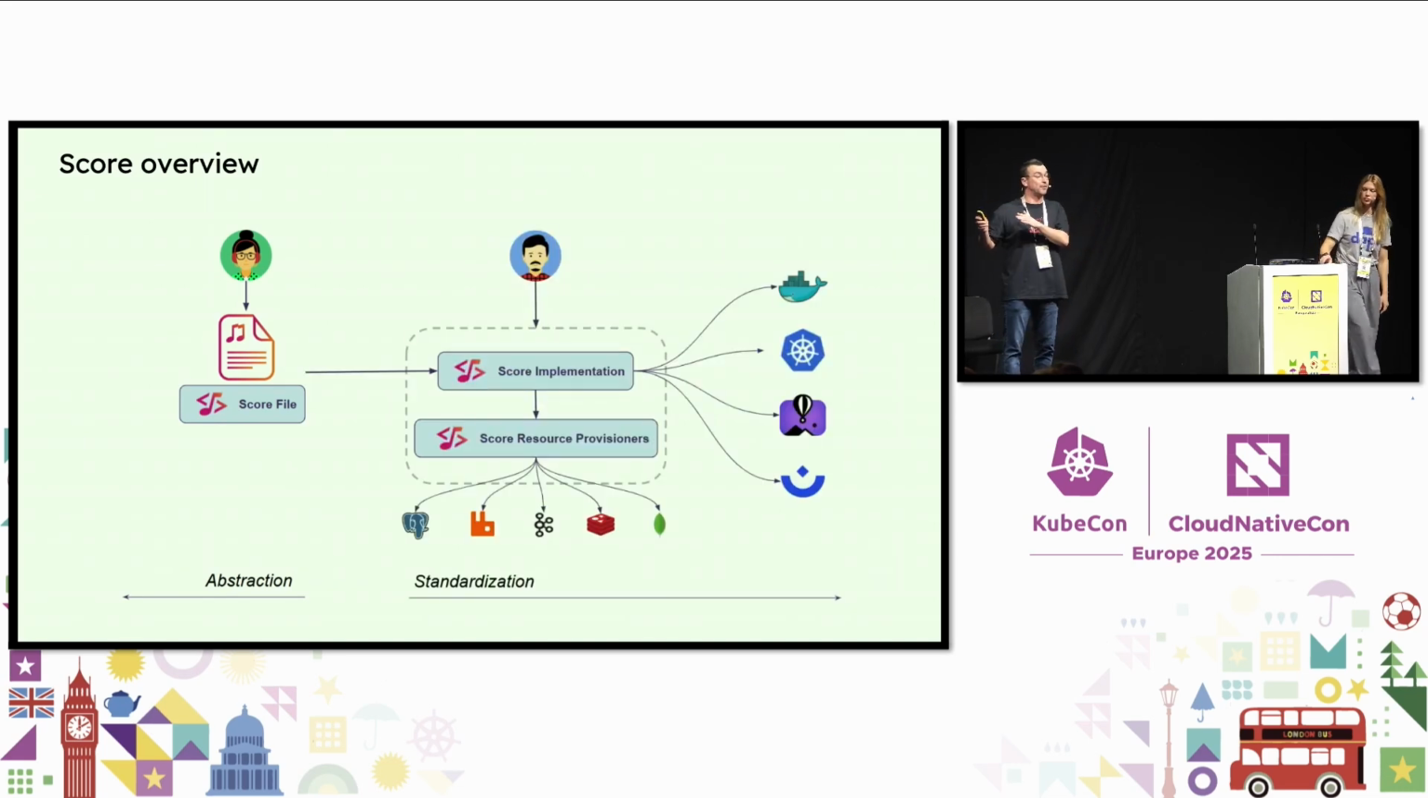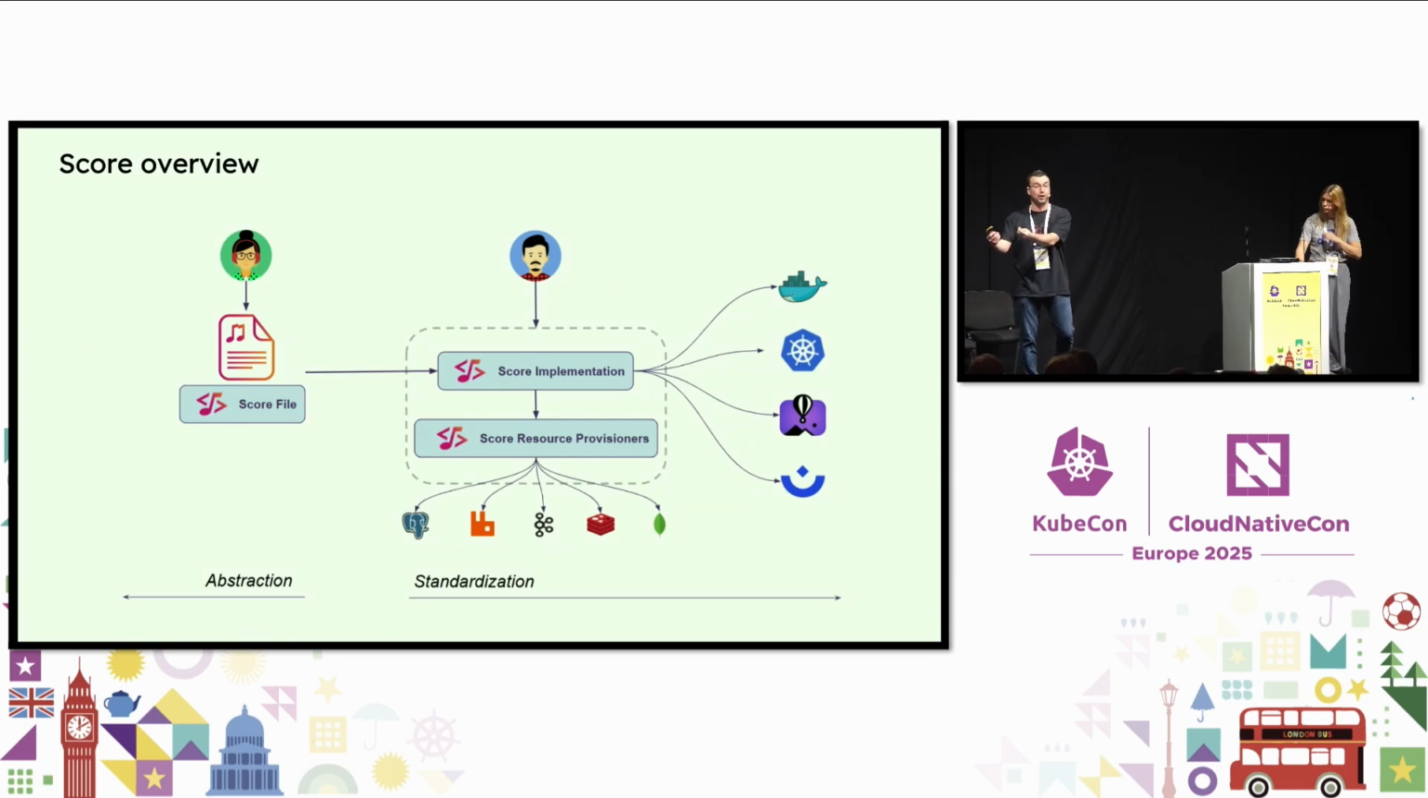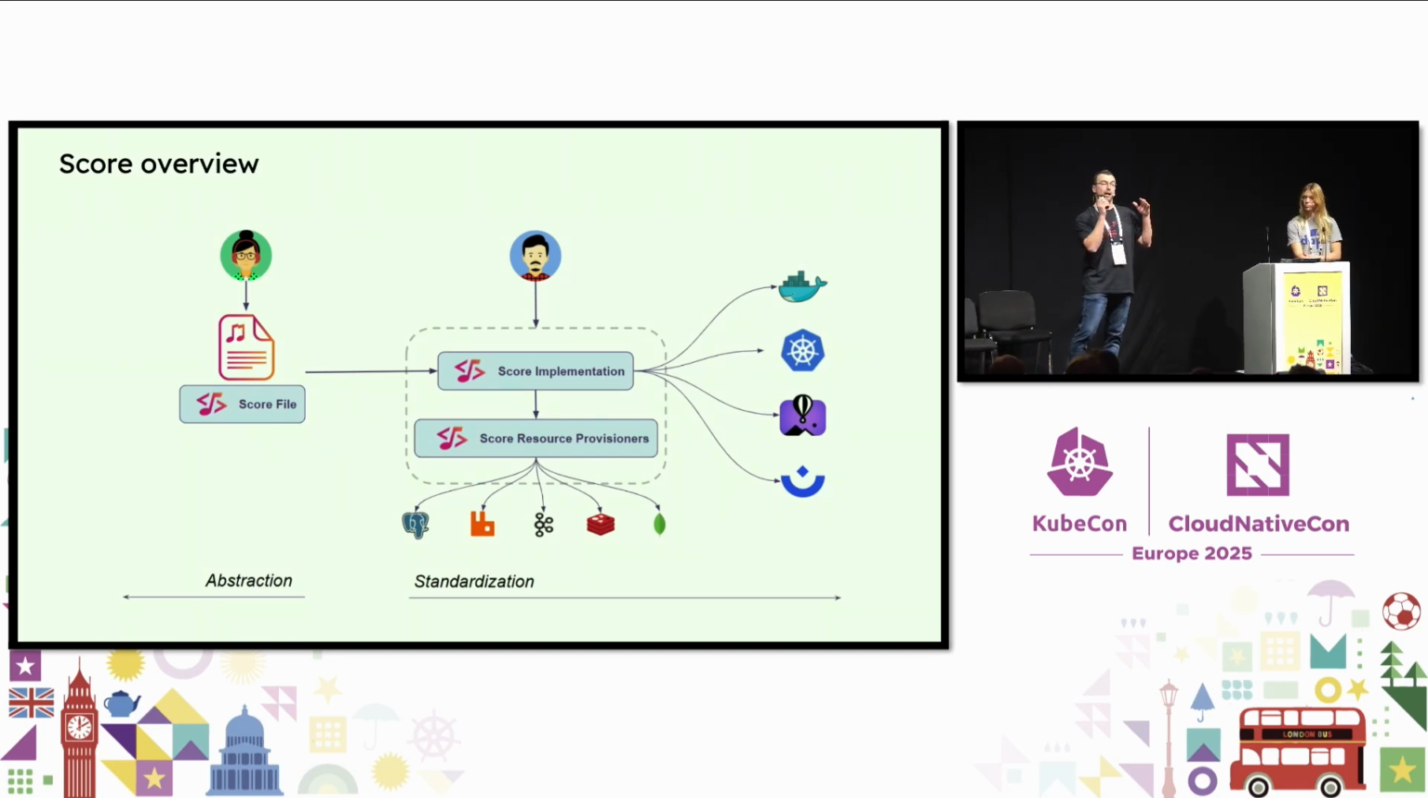The second aspect of Score is the concrete implementation from this very workload specification file, which is agnostic to the platform, agnostic to the environment, development, staging, or prod. Now, how do I concretely implement, how do I deploy this request? So here come the Score implementations. Some of them could be Docker Compose as a target runtime, Kubernetes, Fly.io, Humanitec, and others.